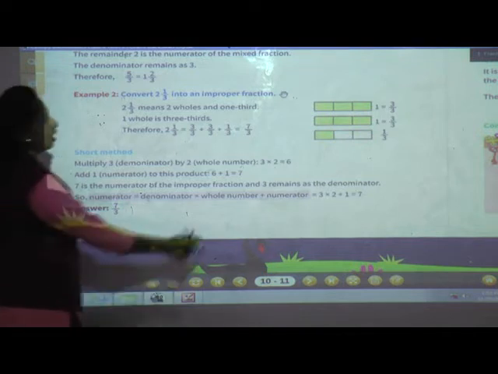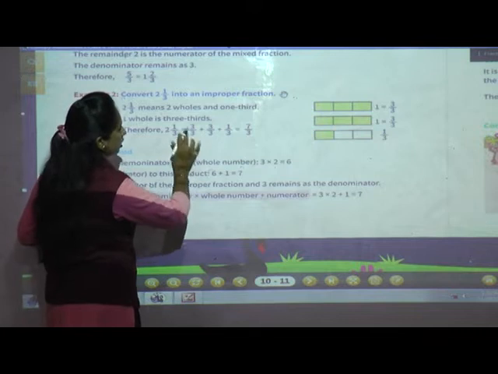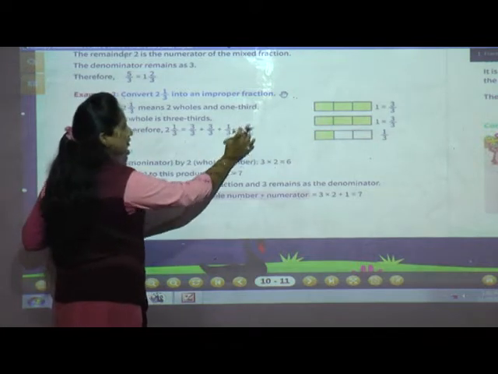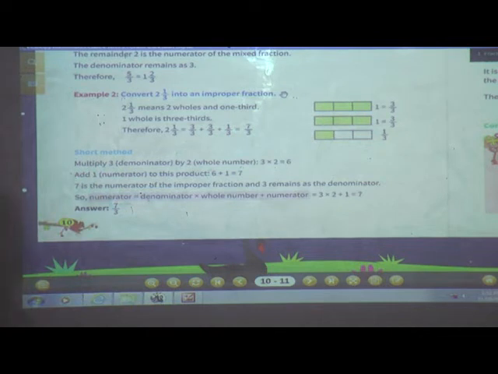So therefore how can we do? 3 upon 3 plus 3 upon 3 plus 1 upon 3. So when we add all together we get 7 upon 3. Are you getting what we have done? Yes students. See once again.